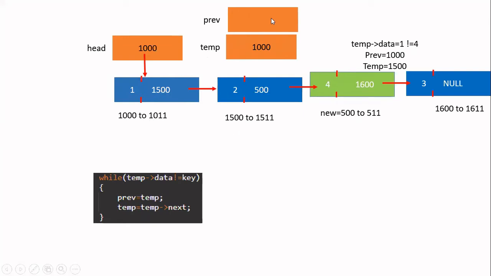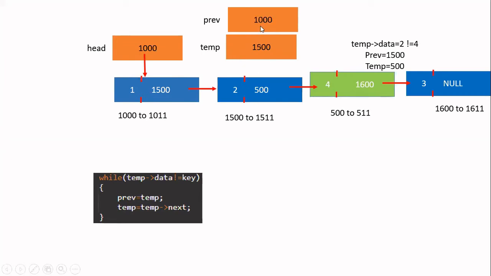Okay, so now you focus this diagram. When I start, previous is not having anything, temp is having 1000. I am checking whether the data in temp is same as the value I want to delete. The value I want to delete is 4, but data in temp is 1. So I have to still continue. When I want to continue, I have to do two changes in the pointer. The first change is whatever is current temp, that you put it in previous. Okay, and the second change is whatever is in next of temp, that you put it in temp. So two changes we are going to do.